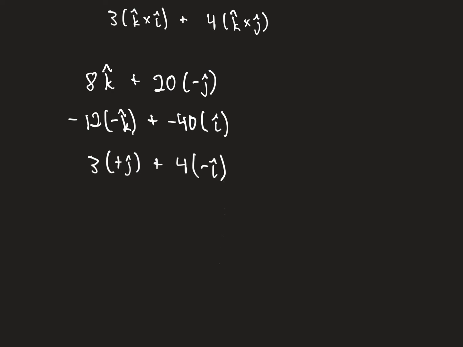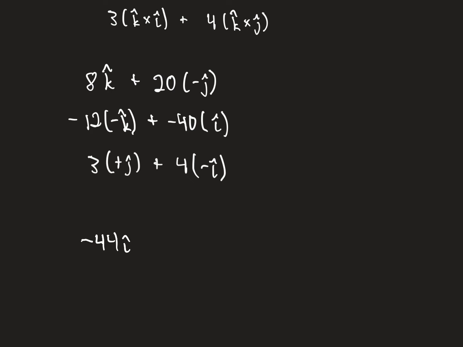So let's do the I's first, because typically when we write a vector, we write I components first. So what would I have? Negative 40I plus negative 4I. What does that give me? Negative 40I plus negative 4I is negative 44I hat. Is it negative because the I with the 4 is negative? So that negative gets distributed in.